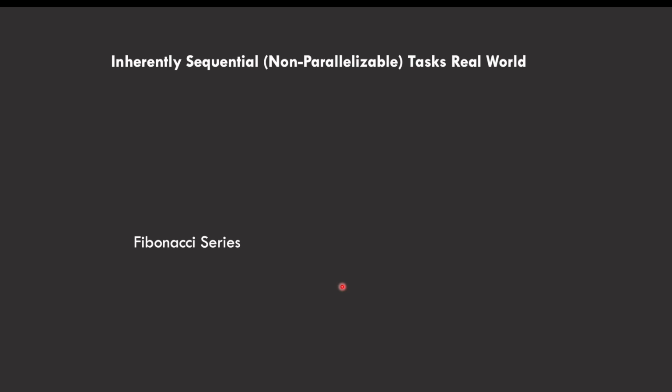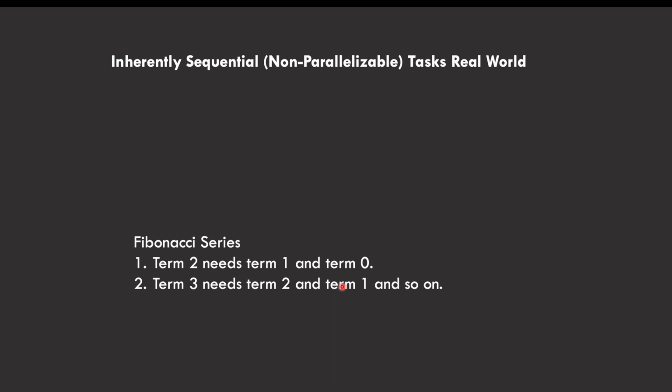The third term is also the sum of the previous two, and it goes on and so on. So what is inherently sequential in them? Basically, term 2 needs term 1 and term 0, term 3 needs term 2 and term 1, and so on, right? They are dependent on the previous outcomes.